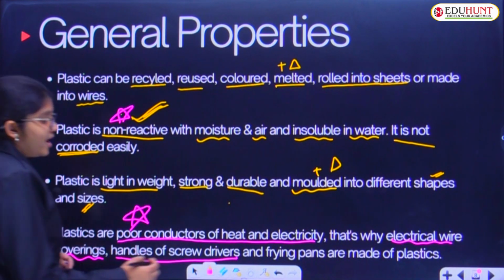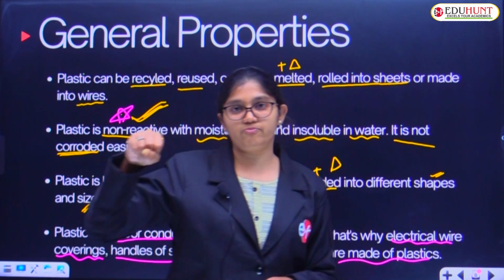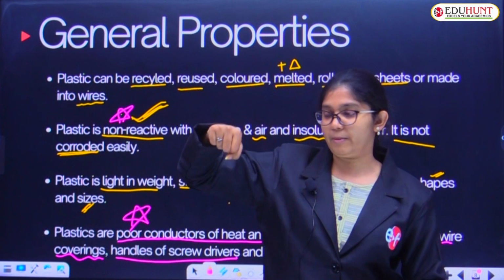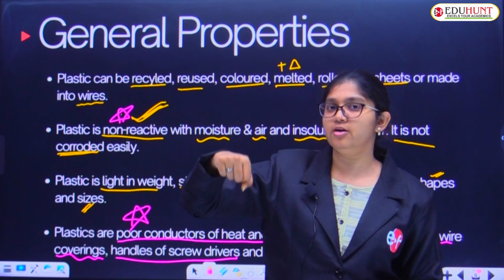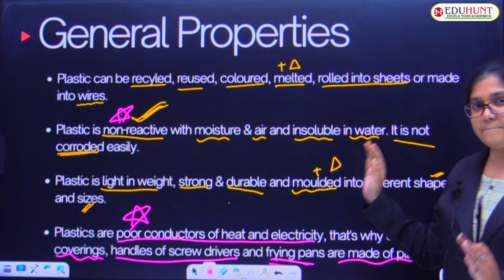Very good. And frying pans: the handle for holding the frying pan is made of plastic. If you hold the handle, that is also made of plastic only, okay? So these are the general properties regarding plastics, okay?